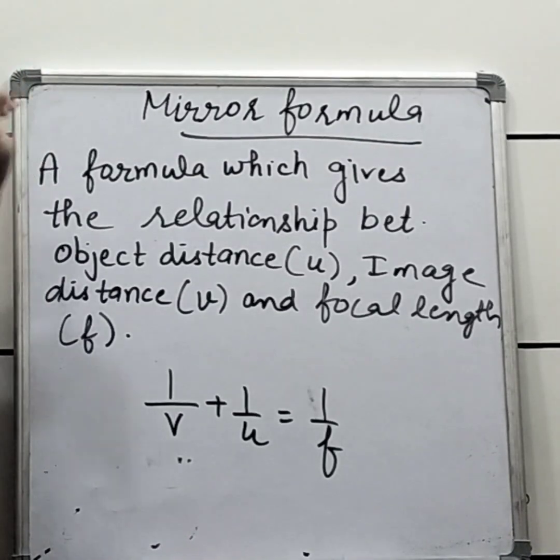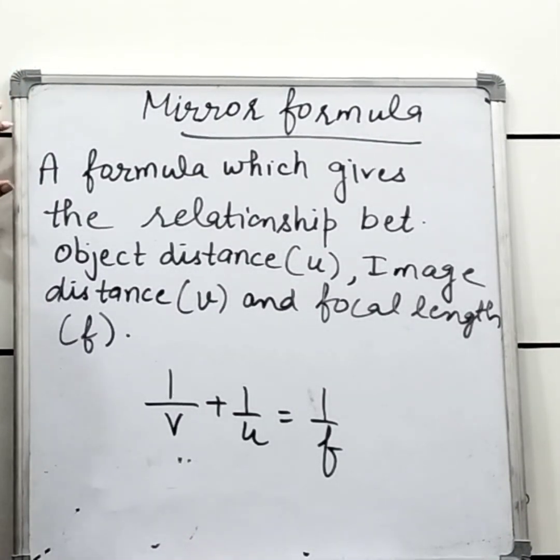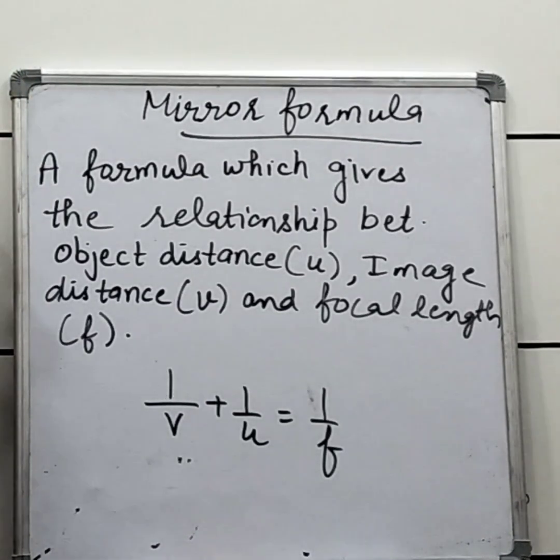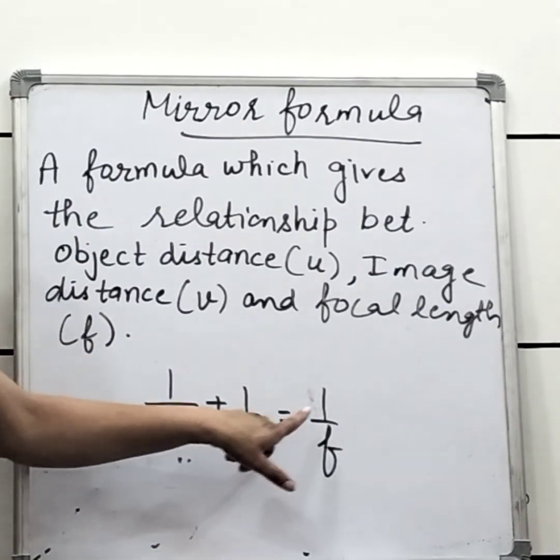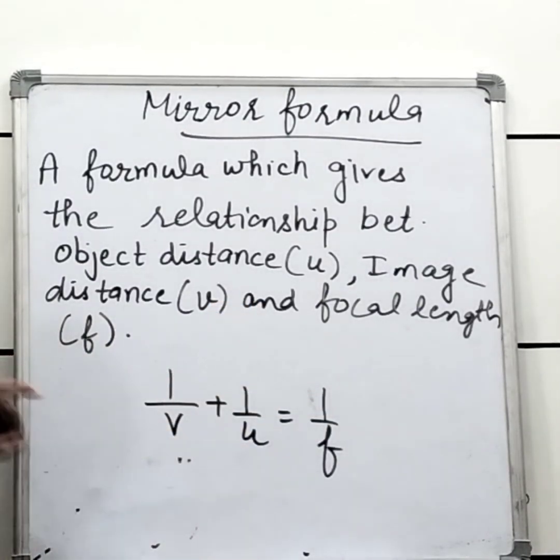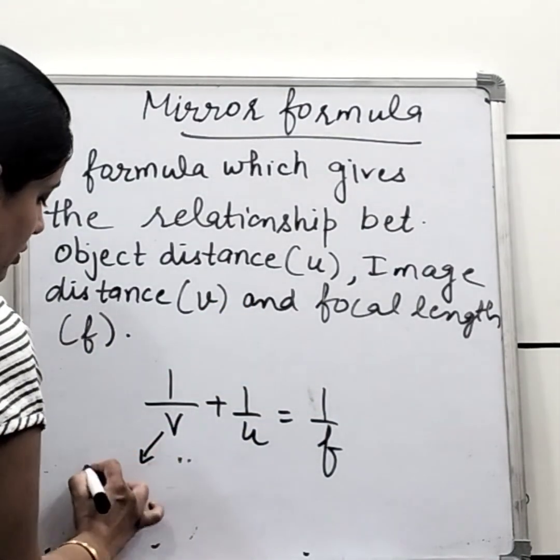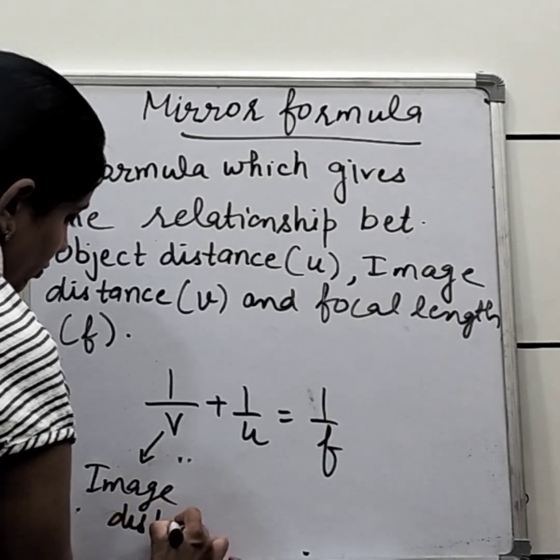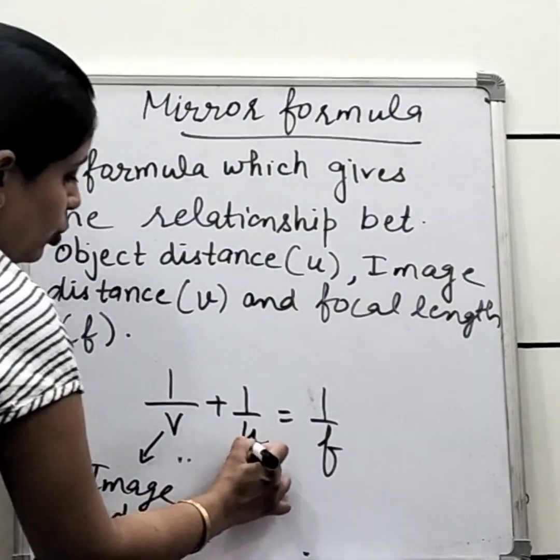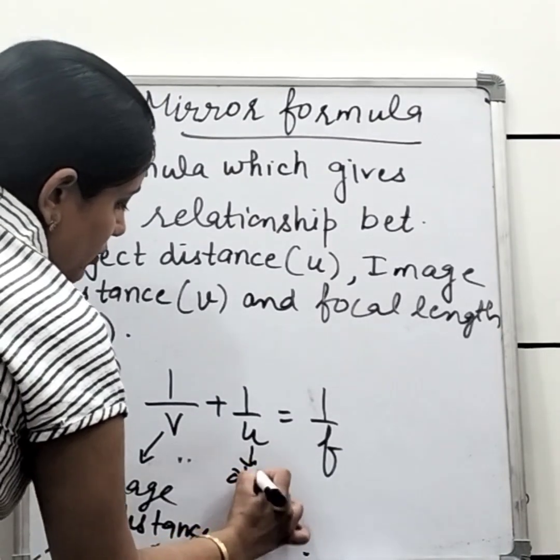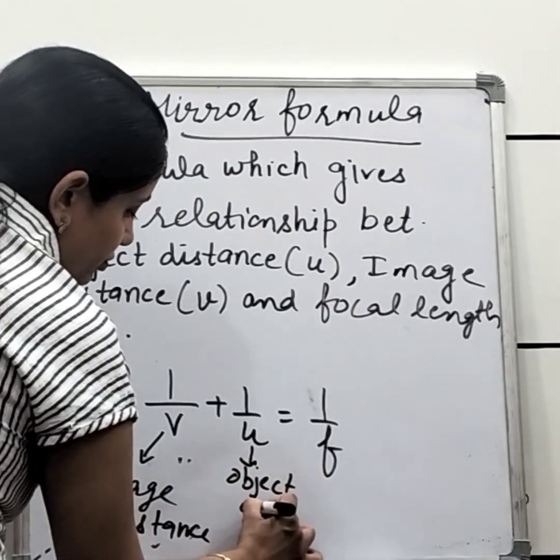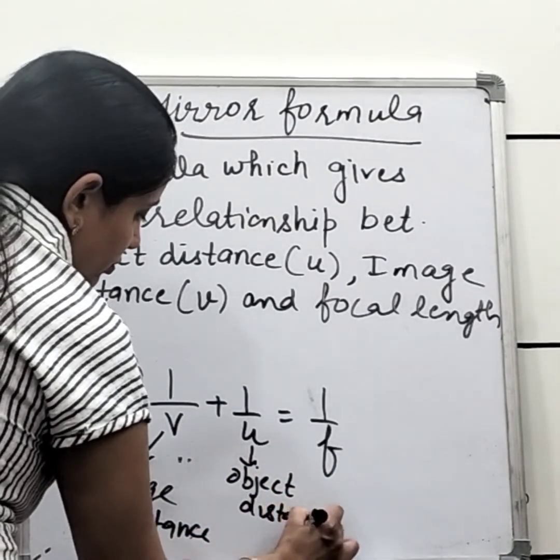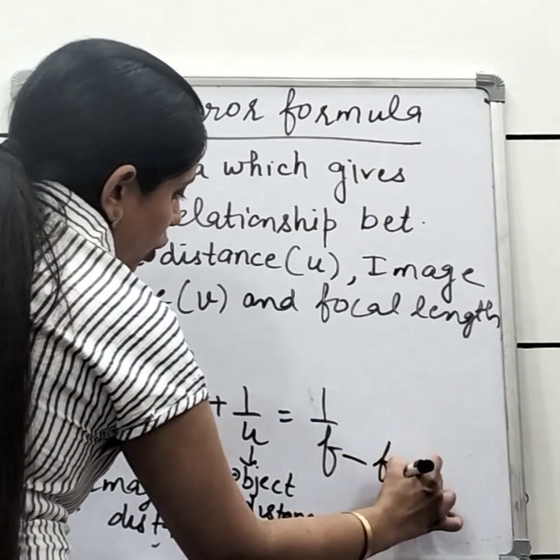So the next topic is the mirror formula. It is a formula which gives the relationship between the three terms V, U and F. Here V is the image distance, U is the object distance, and F is the focal length.